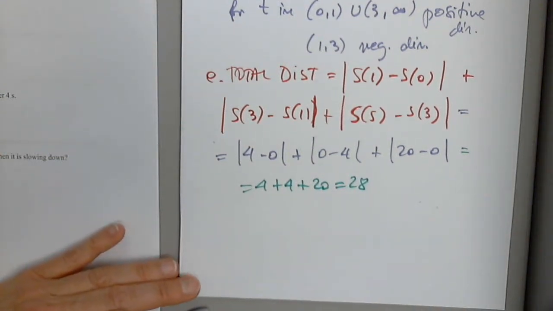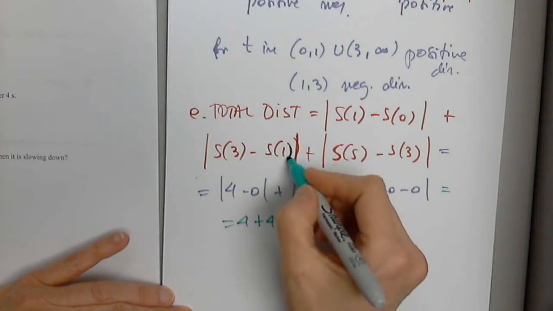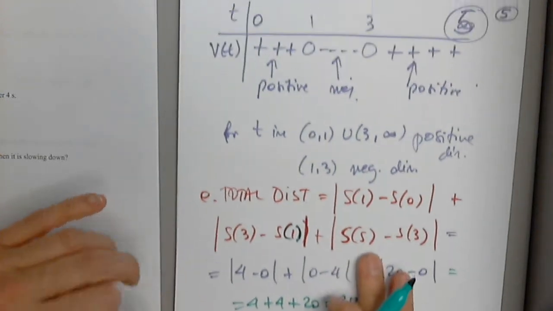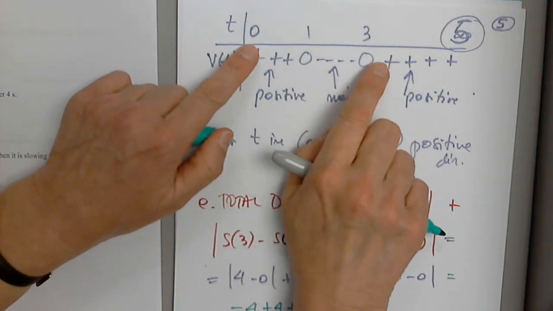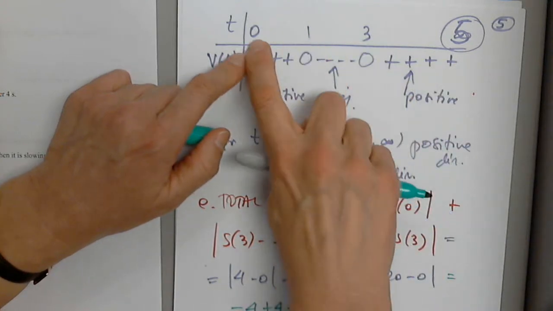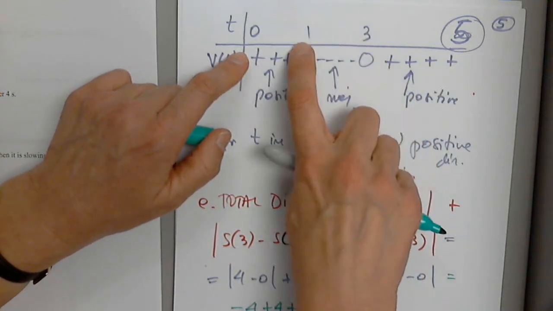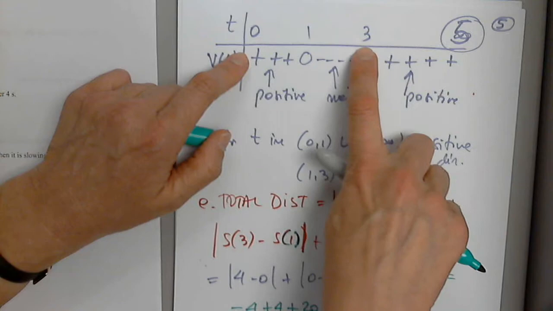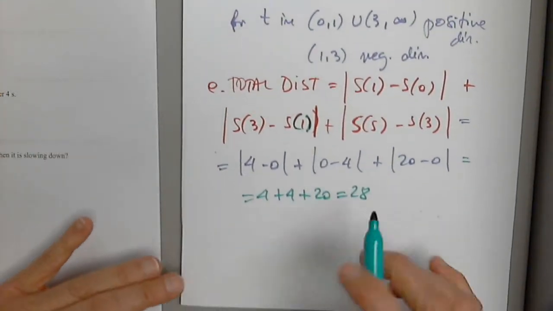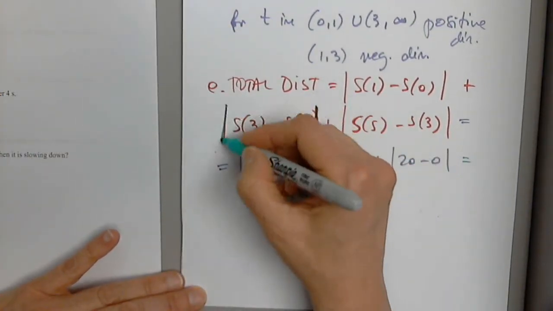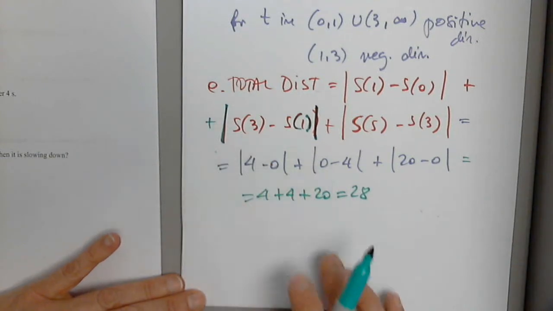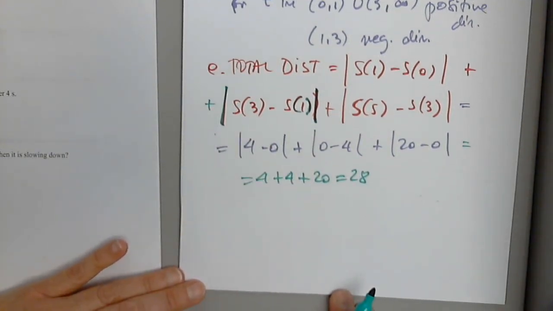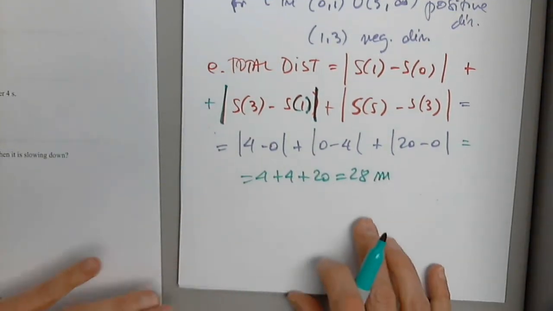Let's say S of 1. No, I'm so sorry. It's S of 1, right? So we only have 0, 1, 3, and 5. Yeah. S of 1 minus S of 0 plus S of 3 minus S of 1 plus S of 5 minus S of 3. My apologies. 28. Measurement unit, please. Excellent.